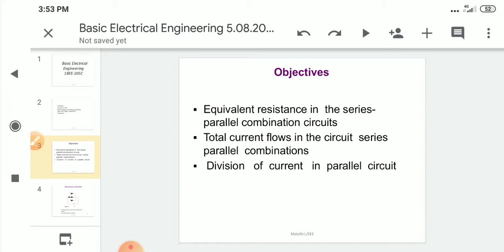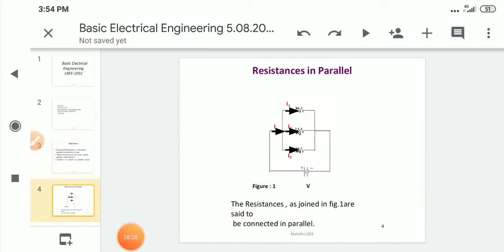Now, equivalent resistance where the resistances are in parallel connection. Here three resistances R1, R2, R3 are connected in parallel. Parallel means the positive ends are connected at a junction and the negative ends of all the resistors are connected at another junction. Here we observe that current I is divided into I1, I2 and I3.